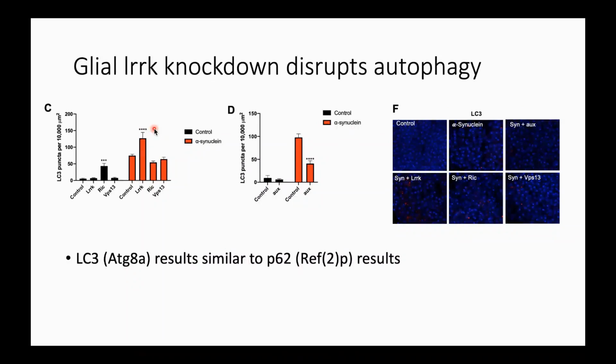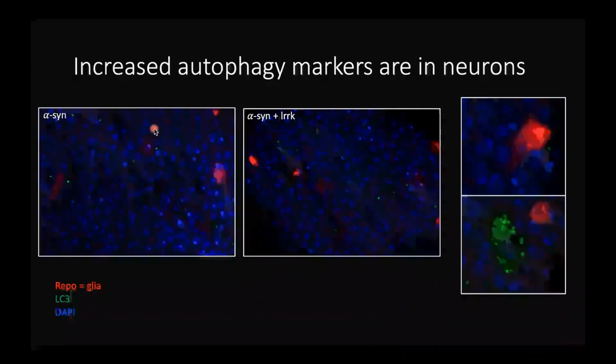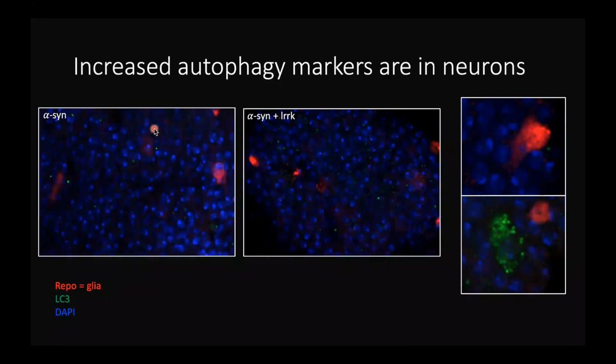I then wondered whether these autophagosomes that are increased are in glia themselves or in neurons, and I believe they're increased in neurons. Shown here at low magnification is staining for glia with the marker repo, and LC3, one of the autophagosome markers. In alpha-synuclein flies, there is a somewhat modest amount of these autophagosome markers. Some of them are nearby glia, but not a ton, and not obviously co-localizing with the glial marker. When we have glial LRC knockdown, that really increases the number of these green puncta, but they still don't particularly seem to be associated with glia.